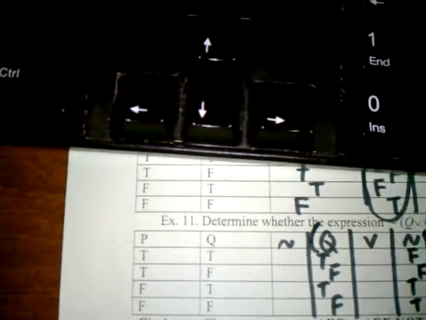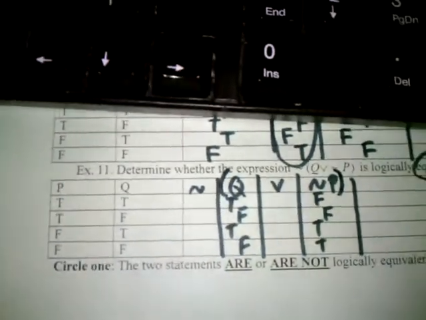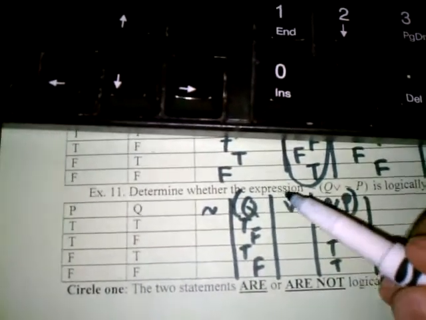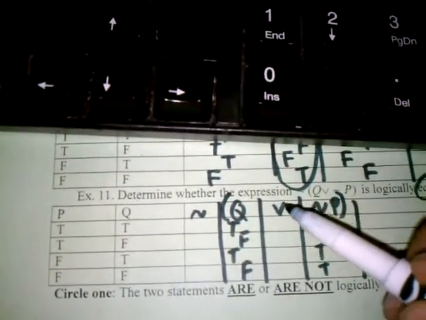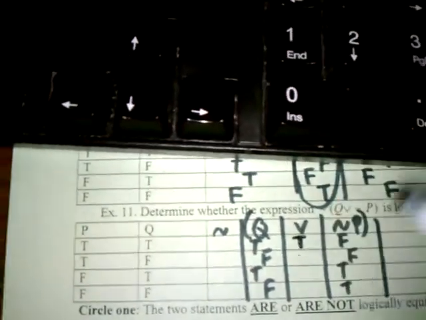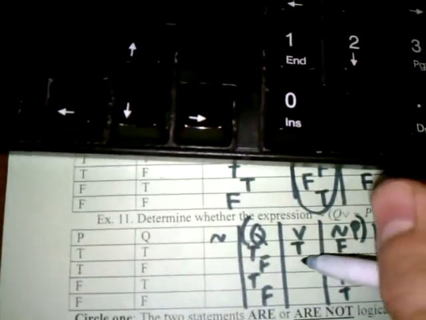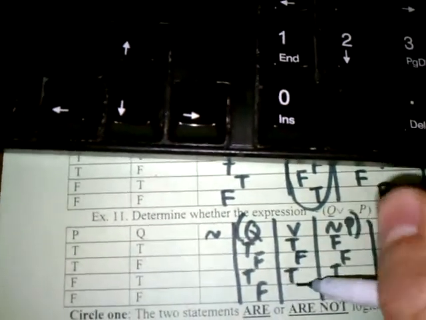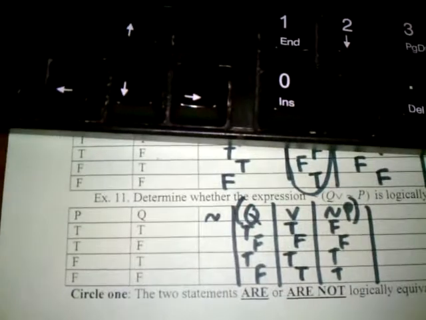Now, since there is a parenthesis around this, order of operations says we have to do the parenthesis first. So we have to do the V, which is the same thing as OR. So one true or one false, you still get true. Both cases false, you get false. Both cases true, you get true. One case false, one case true, is true.